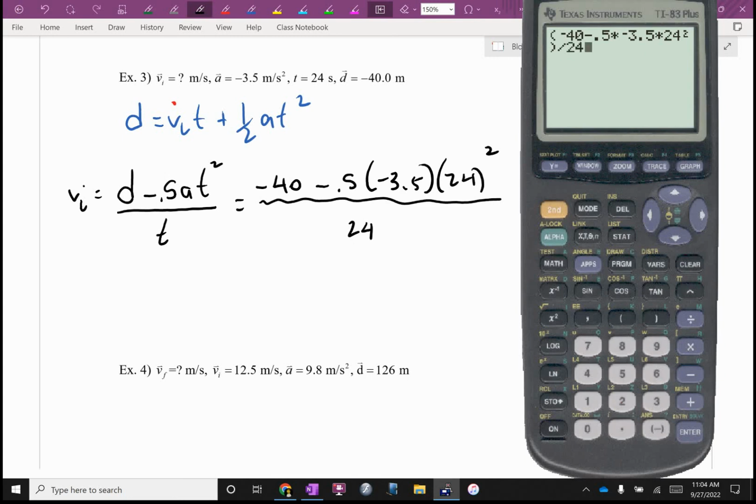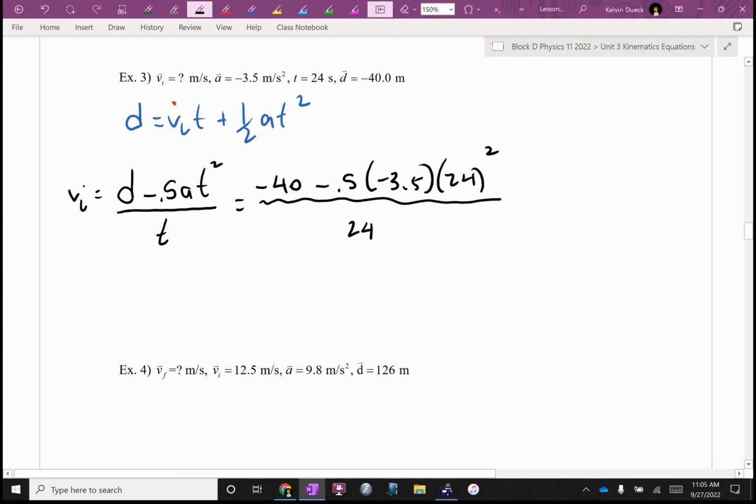I have no idea what the answer is here. I'm doing some quick math in my head. I think you could get a positive answer. I think this car started out going forwards. 40.333333333. Okay. Units, Tony.